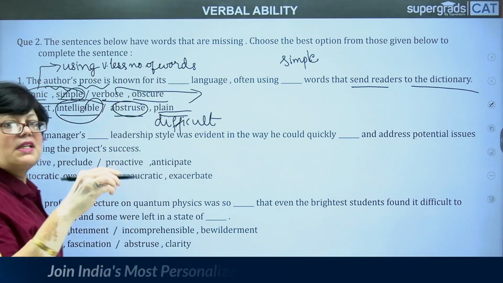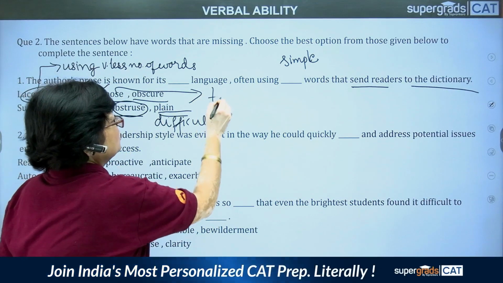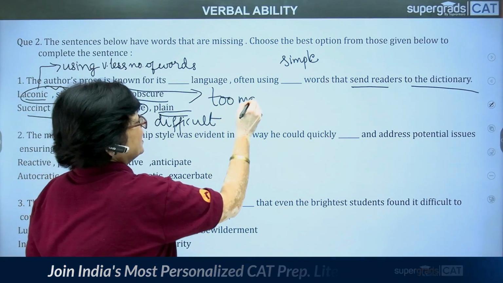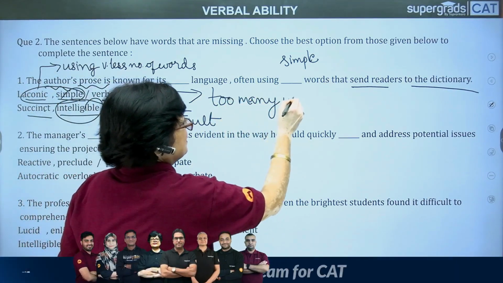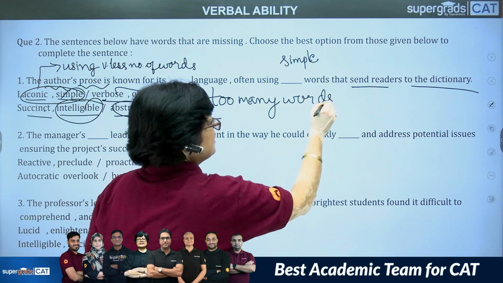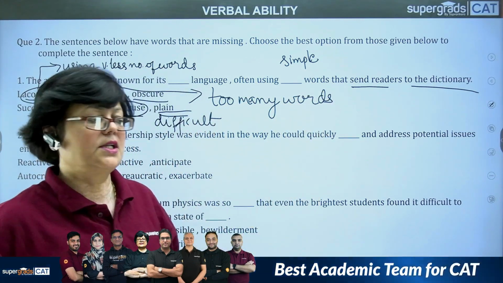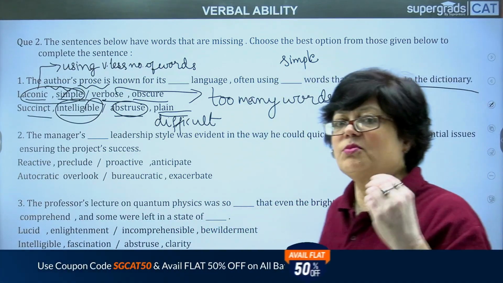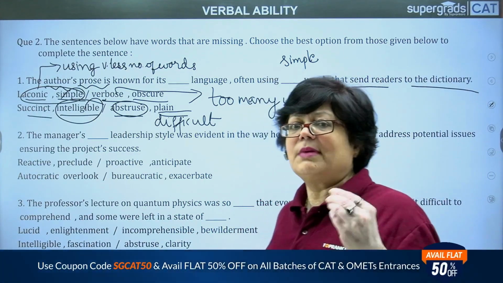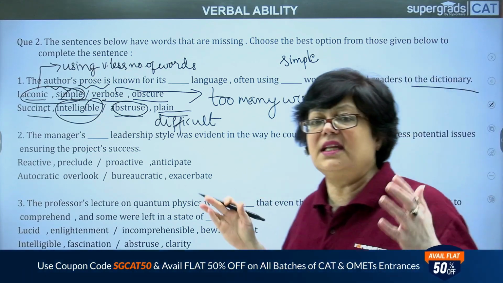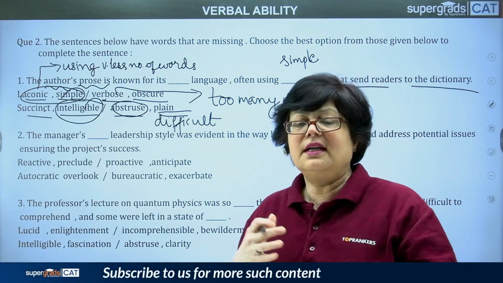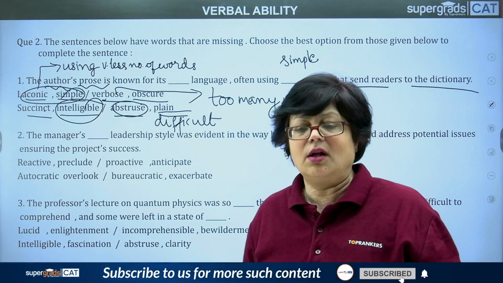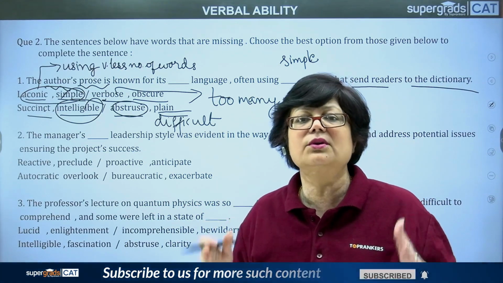Verbose means which has too many words. Some authors, some people have the tendency of using a huge number of words to explain, whereas the concept could easily have been explained in fewer words, but they have the tendency to use many words, which intricately builds up the concept and makes the meaning difficult to understand.